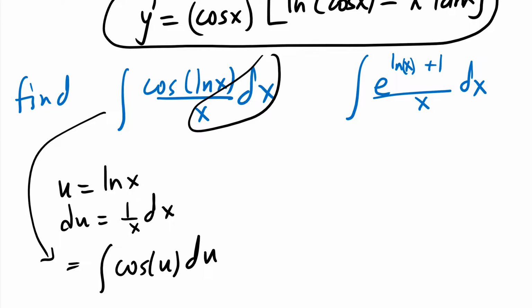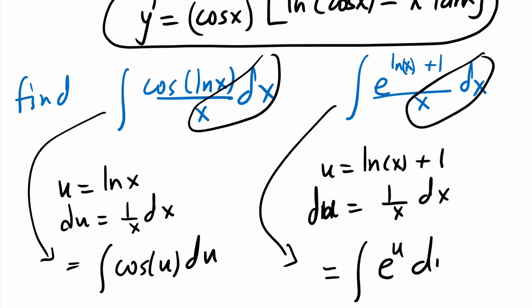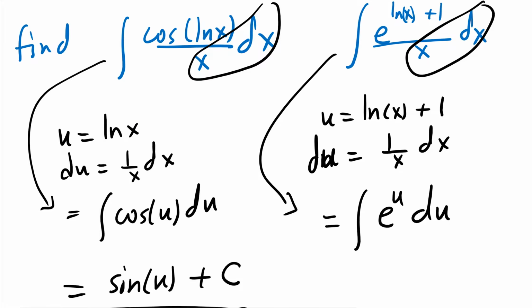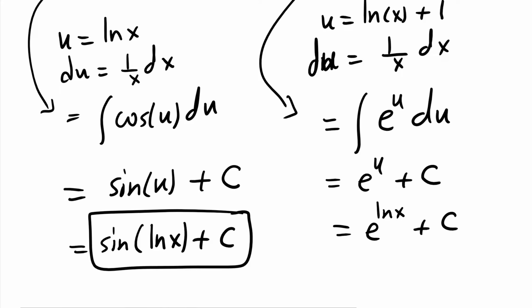Next one, the same thing with u sub. You take the natural log of x, all of it plus 1, to be u. du is 1 over x plus 0 dx. So this is the du. It becomes e to the u du. e to the u plus c. e to the ln of x plus 1 plus c. You can leave it like this, or we know e to the ln of x is x.